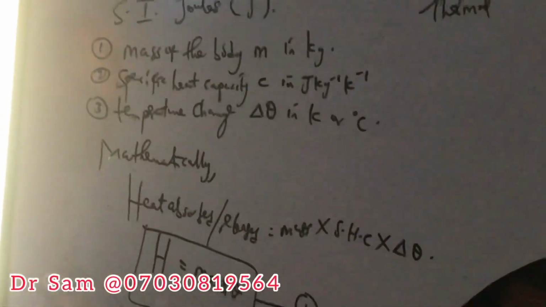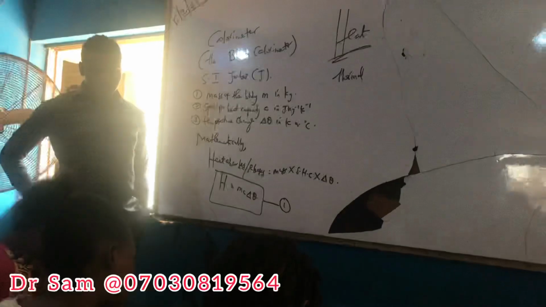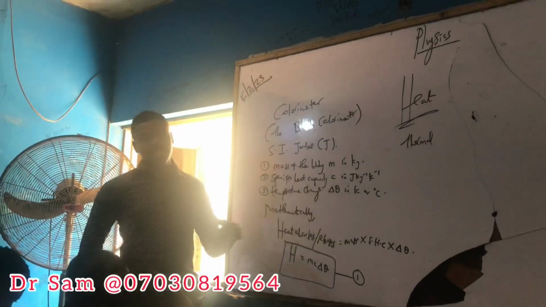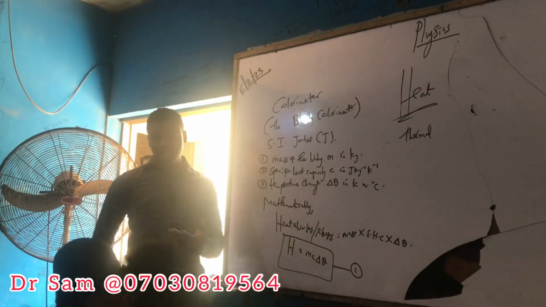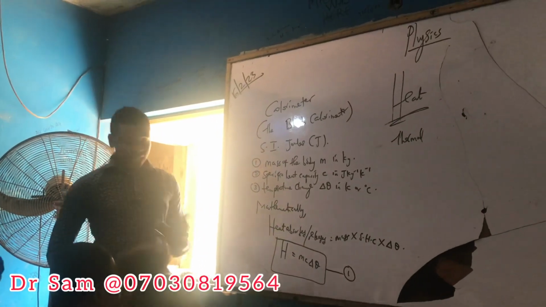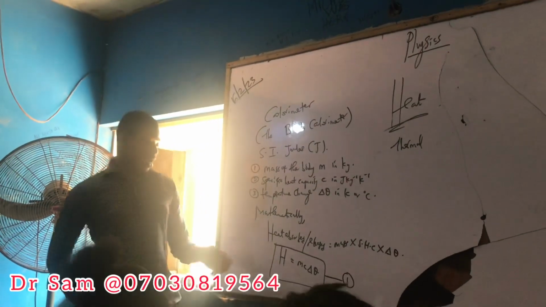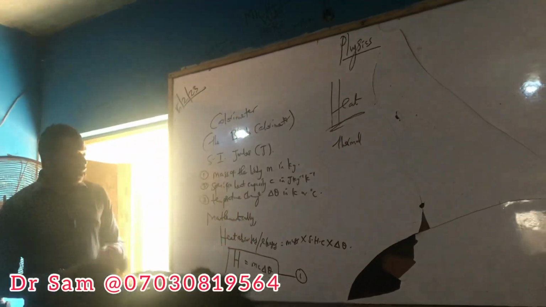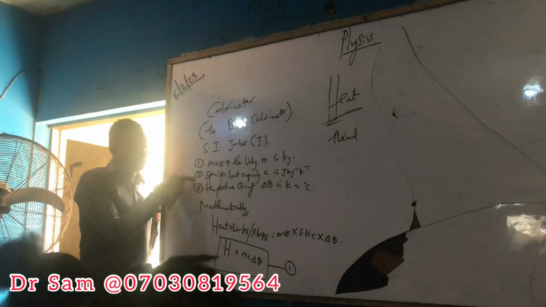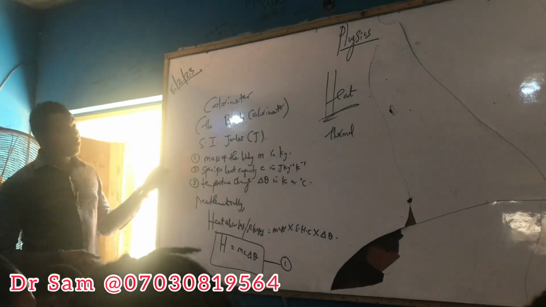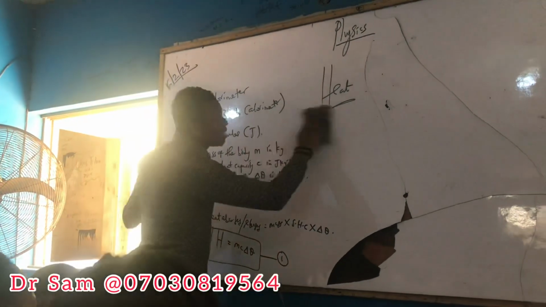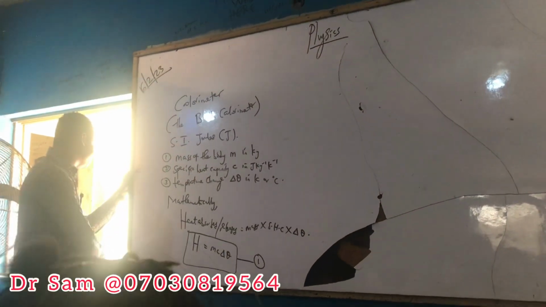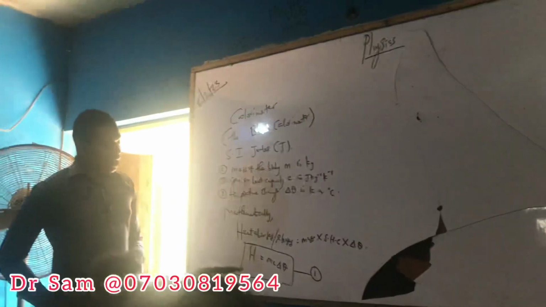So we have gotten the formula for heat energy in relation to the factors that affect the quantity of heat absorbed or released by a body. M C change in theta. Next thing is to define this second factor. Let's define it, because every material has its respective specific heat capacity. So let's define specific heat capacity.